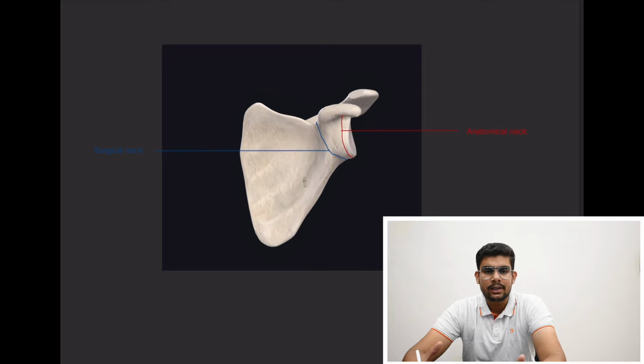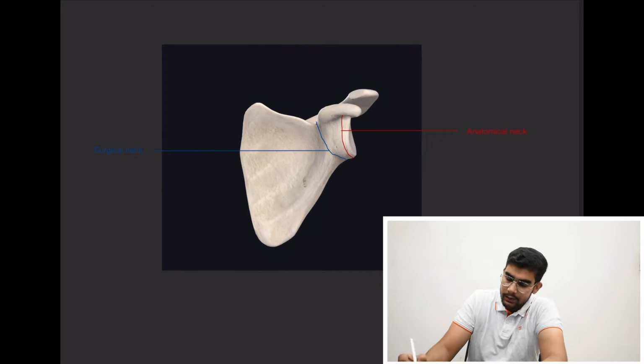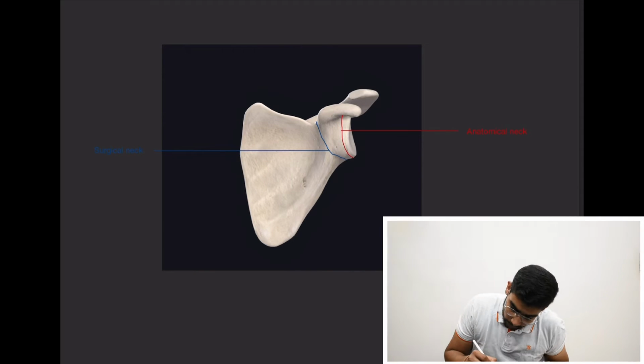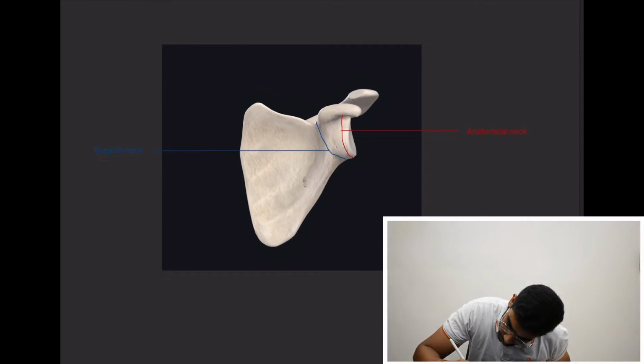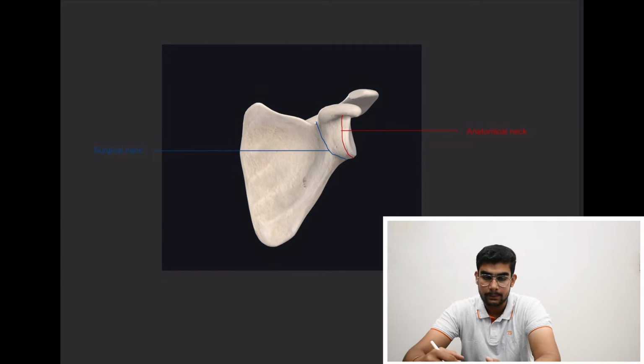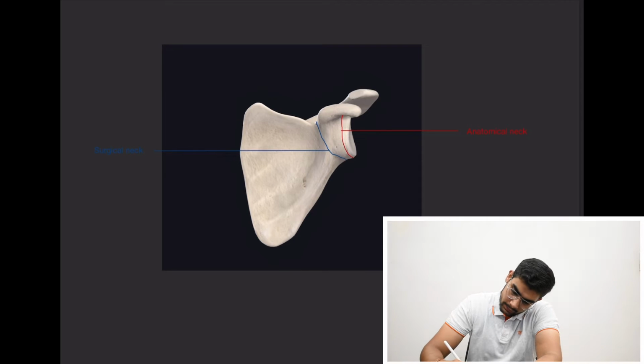So now we will study about the necks of the scapula. Scapula consists of 2 necks: surgical neck and anatomical neck. Surgical neck is a place or a structure where most of the fractures occur, that is this line. Most of the fractures occur at this place, while the anatomical neck is present here.